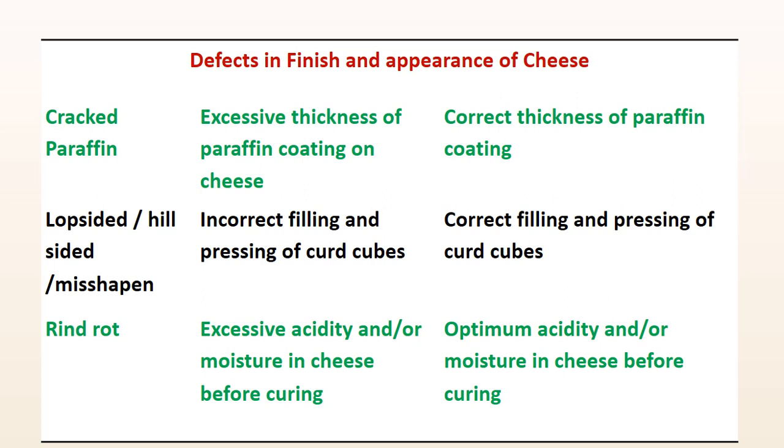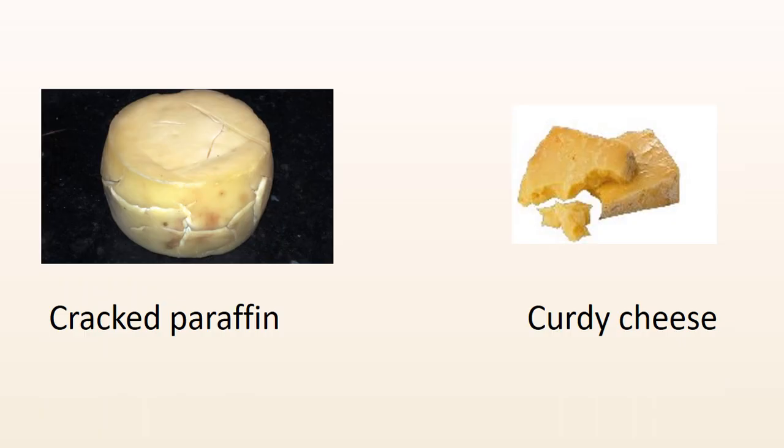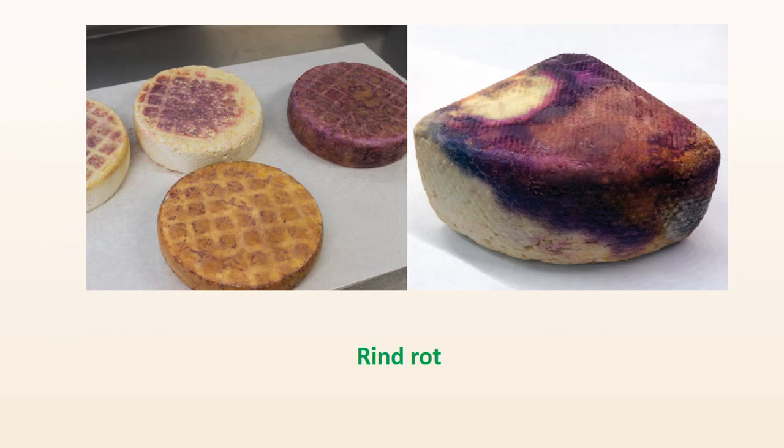The third one is rind rot due to excessive acidity and or moisture in cheese before curing and the prevention is optimum acidity and or moisture in cheese before curing. Here we can see the photograph of cracked paraffin, a defect in cheese. Another one is curdy cheese photograph. Here is the photograph of another common defect in cheese, that is the rind rot.